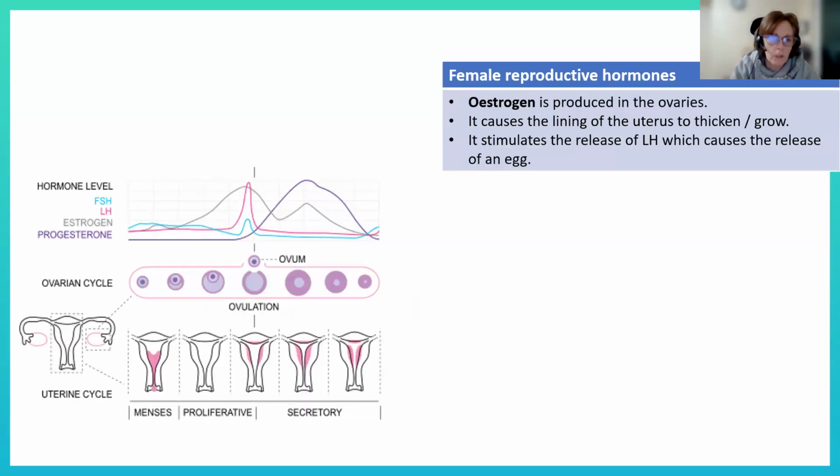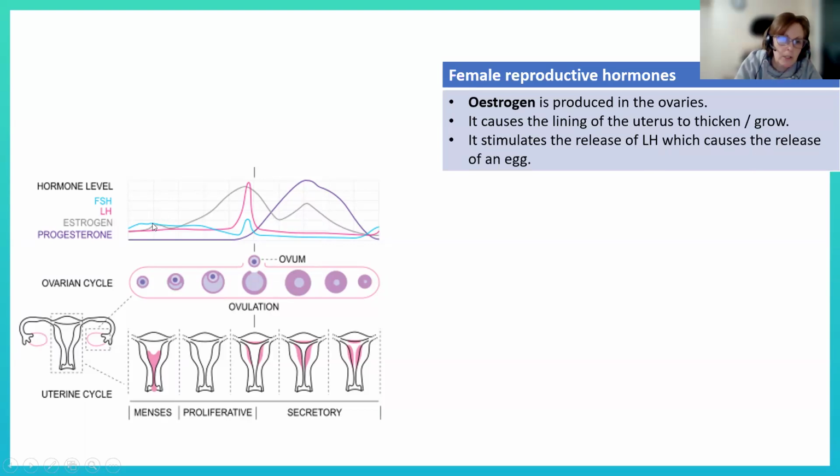There are lots of hormones whose levels are rising and falling during this time. Estrogen is produced in the ovaries and it causes the lining of the uterus to thicken. That's what we were just looking at here. It's shed during the period or menses, and it's thickening here to prepare for embedding of the fertilized egg into the walls. The estrogen, which causes the lining to thicken, is stimulated by the release of another hormone, LH, which stands for luteinizing hormone. And this also causes the release of an egg.